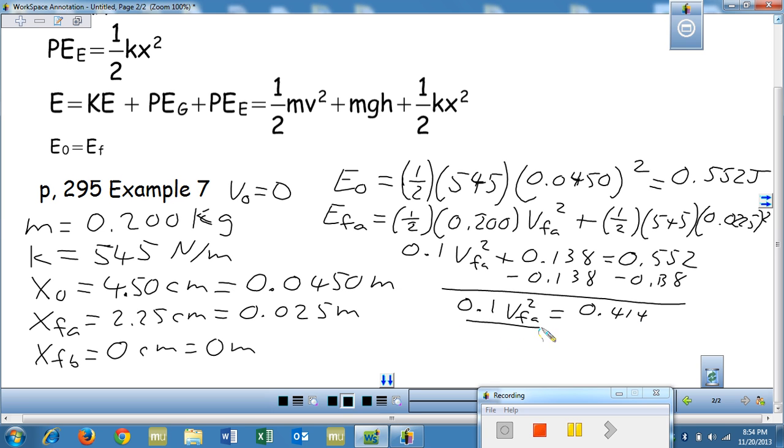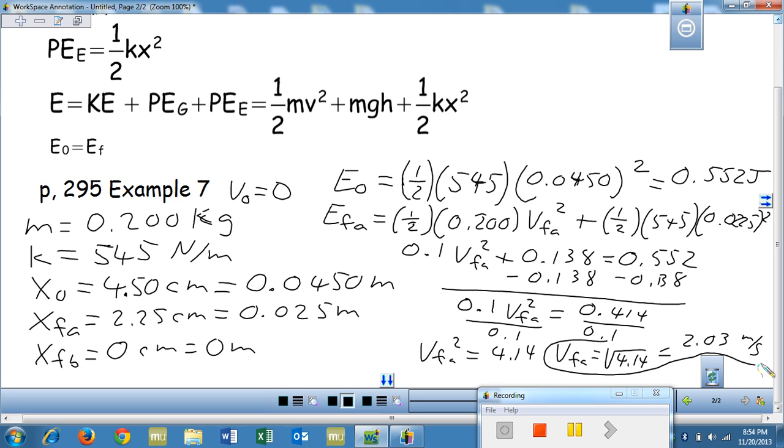0.414. Divide both sides by 0.1. And we get that V final A squared equals 4.14. So V final A equals the square root of 4.14, which is equal to 2.03 meters per second. All right. There's our solution to part A.